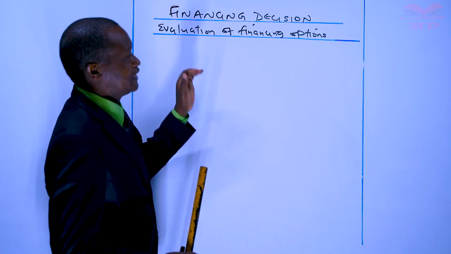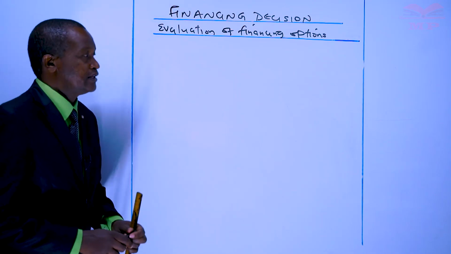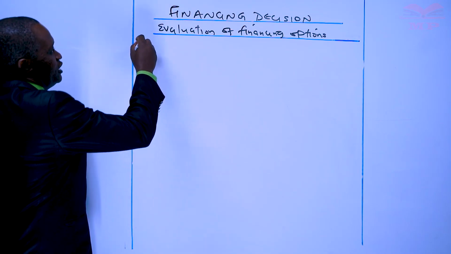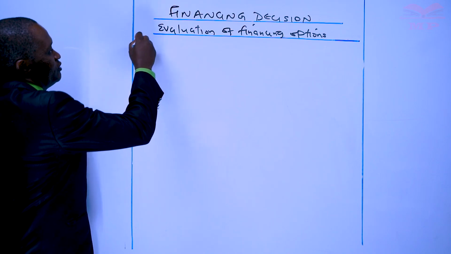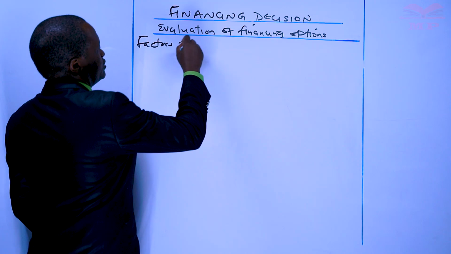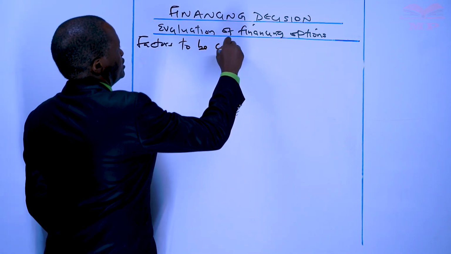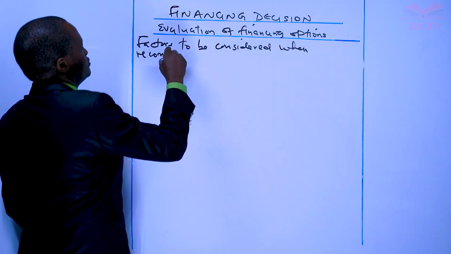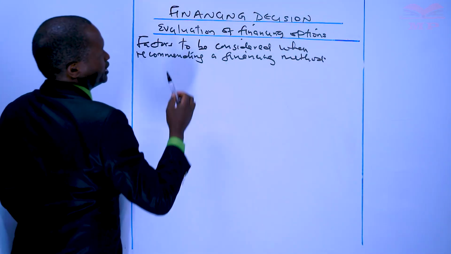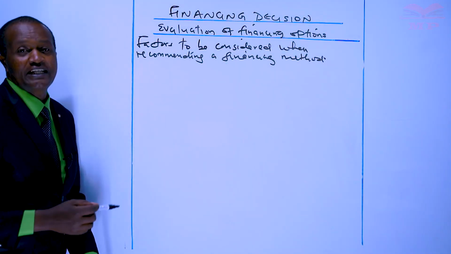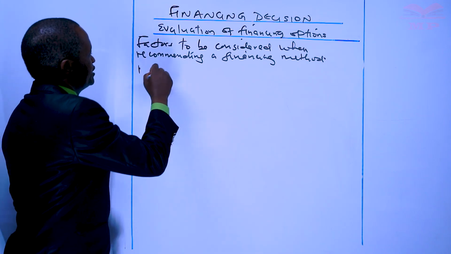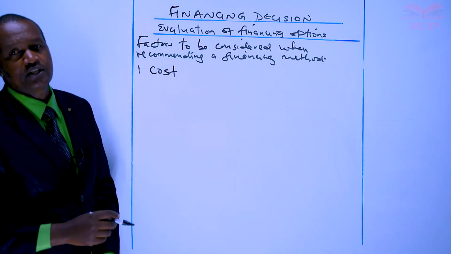What are the factors? The first obvious factor is, let me put down the preamble, factors to be considered when recommending a financing method. The first factor is that one of cost.